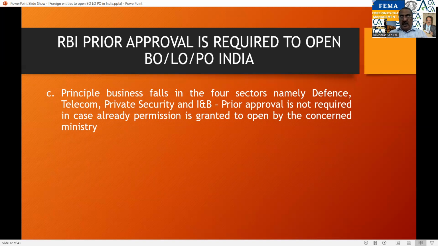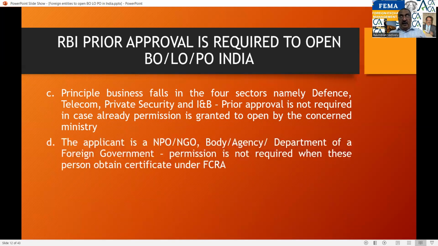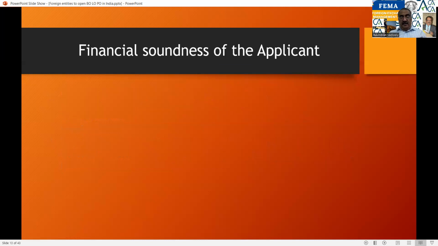Prior approval is not required in case permission is already granted to open by the concerned ministry. Suppose the applicant has already got the concurrence or confirmation from the Defense Ministry, Telecom Ministry, Private Security Ministry, and I&B, then no specific approval of RBI is required. So if the applicant is a non-profit organization, non-government organization, body, agency, or department of a foreign corporate, permission is not required when these persons have obtained the certificate under FCRA.